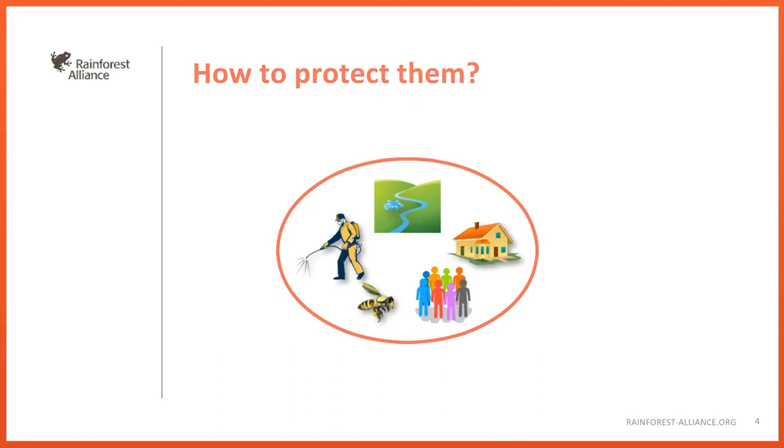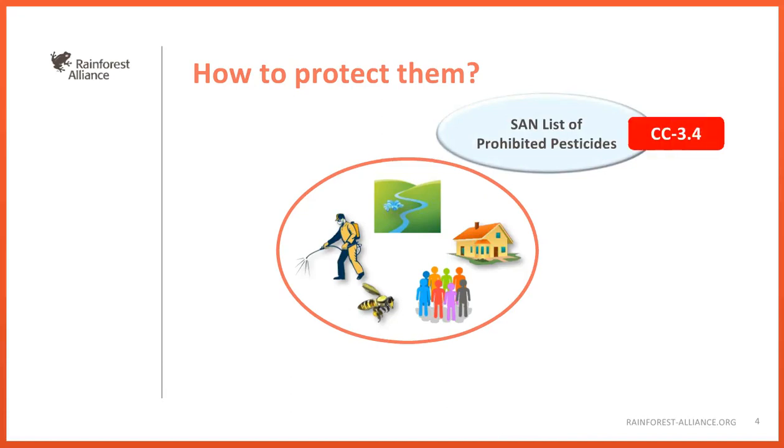How can we protect each one of them? In this session, we will go through the following methods and techniques to protect the environment from negative impacts of pesticides. Let us go through them first to create an overview of the session. First, you need to respect the SAN list of prohibited pesticides. Certain chemicals are so toxic that they should never be used. This is under Critical Criteria 3.4.